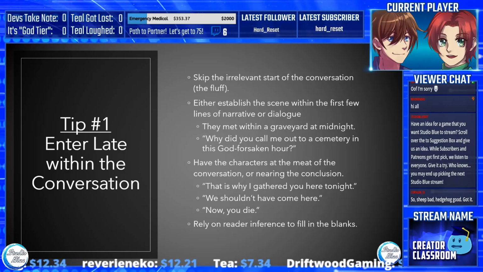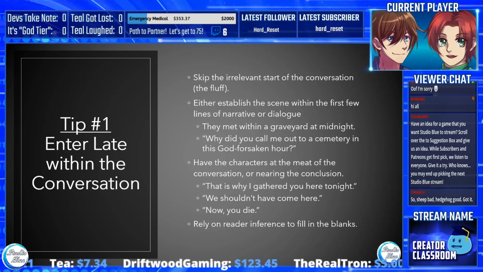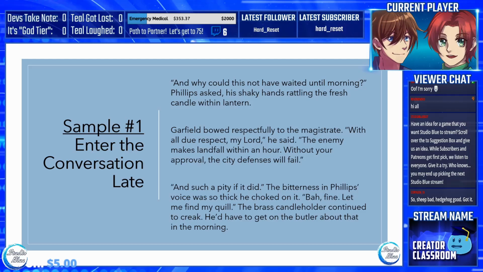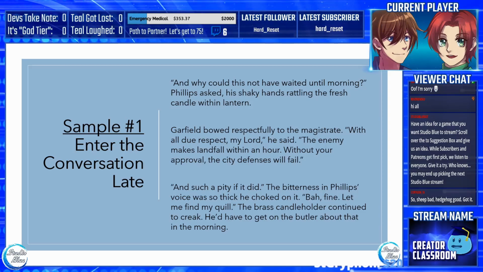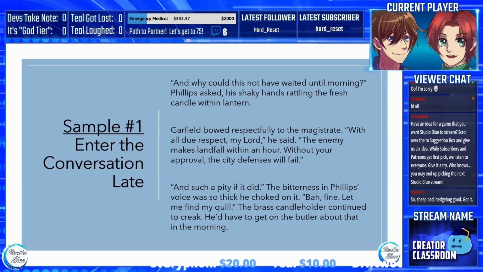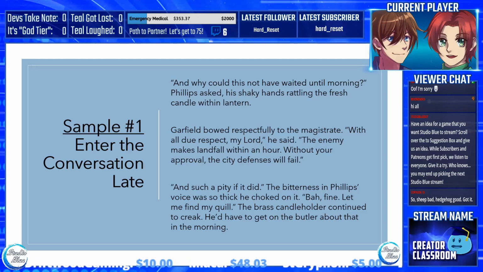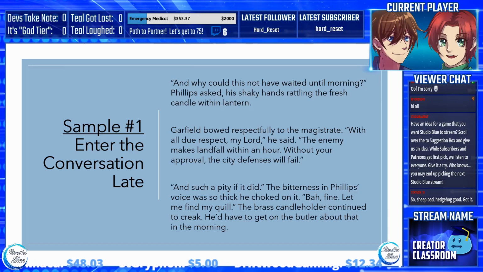All right, so here's some samples of entering that conversation late. "And why could this not have waited until the morning?" Philip asked, his shaky hands rattling the fresh candle within the lantern. Garfield bowed respectfully to the magistrate. "With all due respect, my lord," he said, "the enemy makes landfall within an hour. Without your approval, the city defenses will fail." "And such a pity if it did." The bitterness in Philip's voice was so thick he choked on it. "Bah, fine. Let me find my quill." The brass candle holder continued to creak. He'd have to get on the butler about that in the morning.